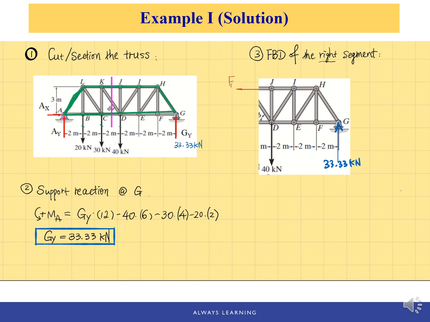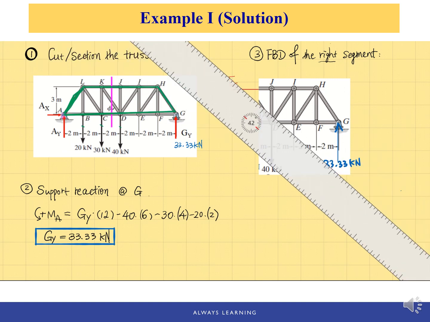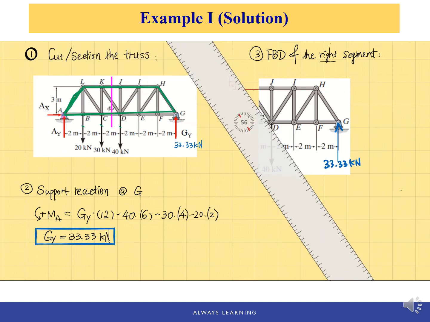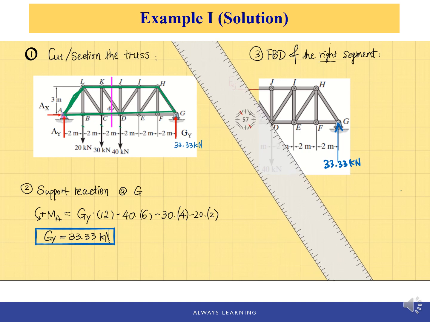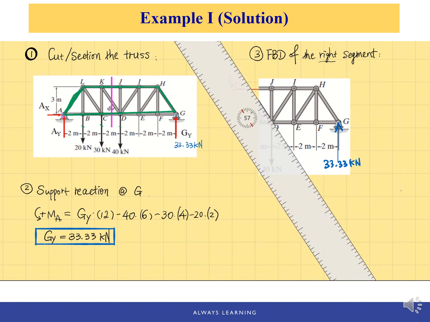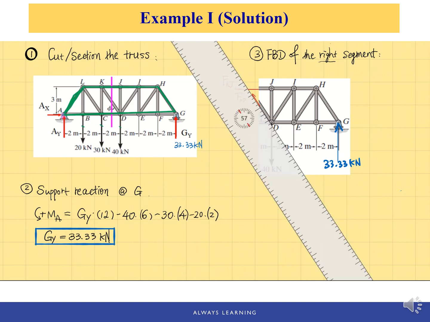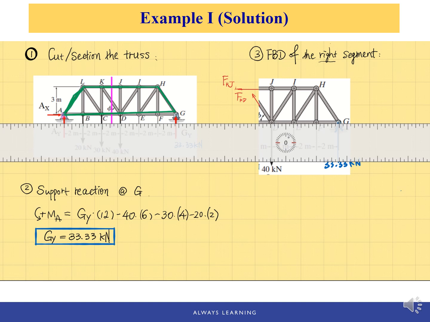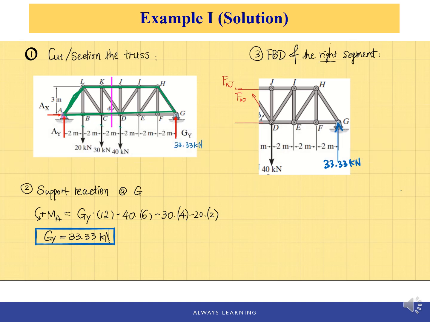And this is the force FKJ. And next will be the force FKD. Same idea, it's along the member, and we'll assume it is in tension as well. And the third one is FCD. It's along the direction of member CD. Also, we assume it is in tension. So this is FCD.